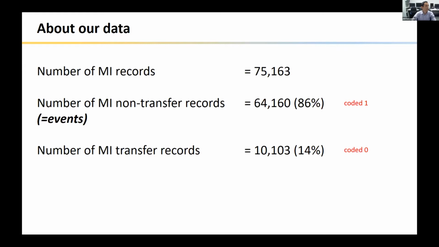So just a bit about the data we had. We had 75,000 MI records in the principal diagnosis field. Of this, 64,000 were for non-transfer records and 10,000 were for transfer records. There is a class imbalance with the split being 86% for non-transfer and 14% for transfer. As described earlier, we coded non-transfers as 1 and transfers as 0.